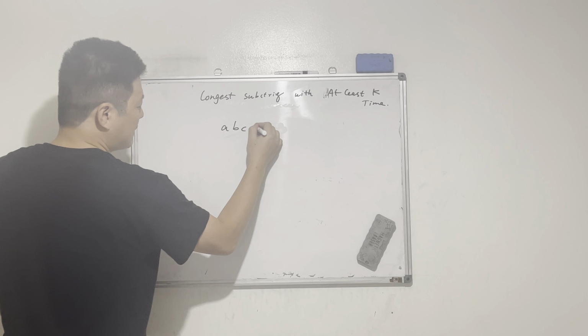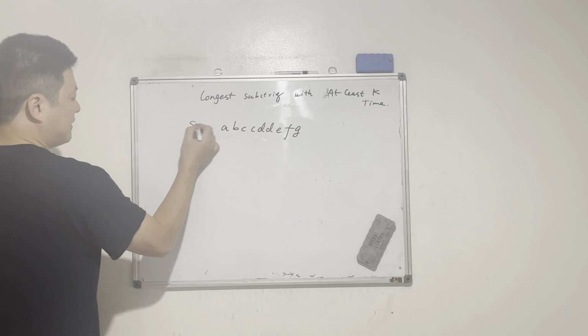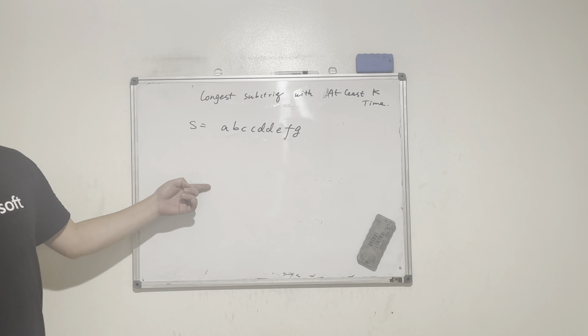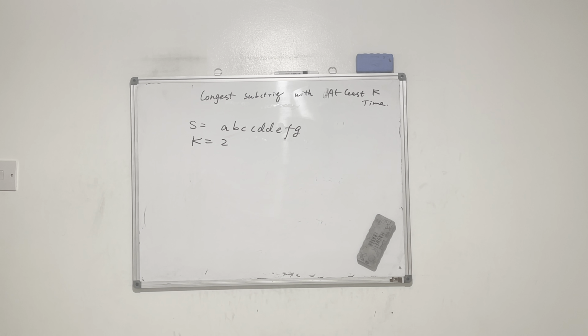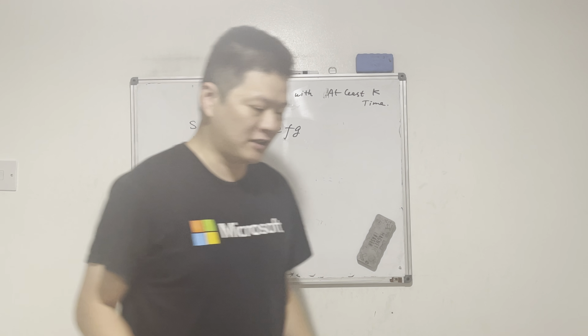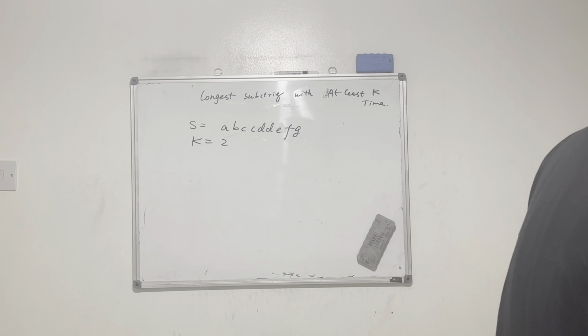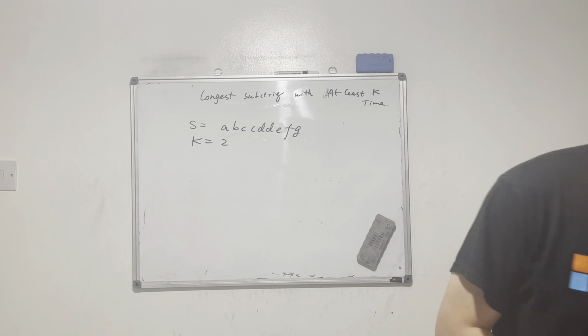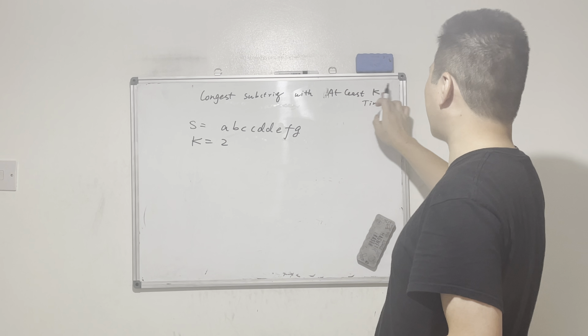A, B, C, C, D, D, E, F, G. This is the string S, yeah? And if k equals 2, what does it mean? What kind of substring can you find in this given string? A lot. And which one? Can you find the one which is the longest, and every character appears at least 2 times? So every character appears at least k times.